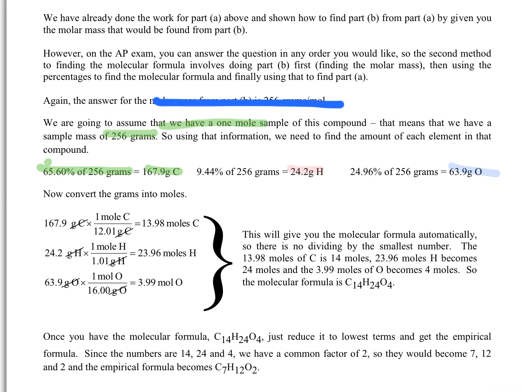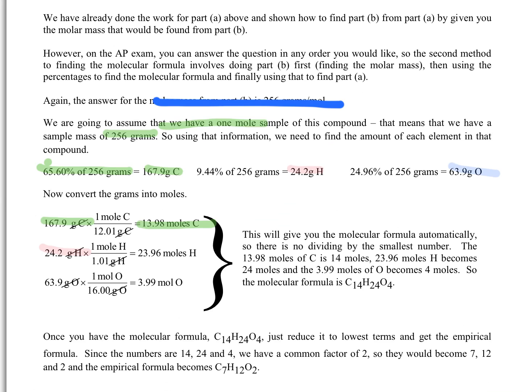I have grams. The only unit grams can convert to is moles. There is no other option. When you're at grams, if you look at the mole map, or if you think about units for grams, the only thing that grams can be converted to is moles. Therefore, we convert to moles. 167.9 grams of carbon, using my molar mass, gives 13.98 moles of carbon.